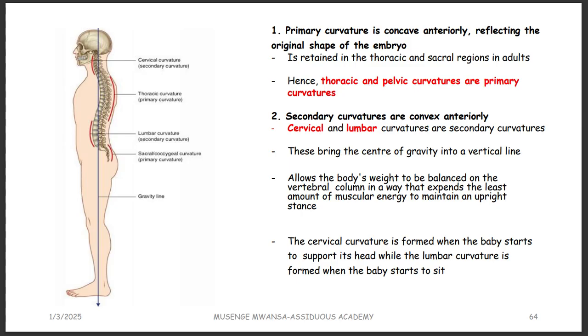When a baby is born, it's like round as though it is tied. Think of someone that is squatting, not really squatting, but you are trying to put your head between your legs. The way you look like that, that is a primary. Okay, that's the primary curvature. The primary curvature is found in the thoracic region and the sacral region.